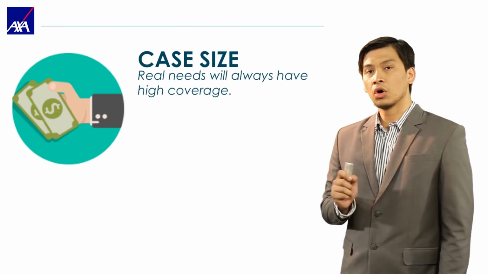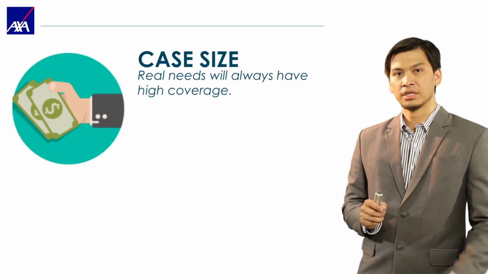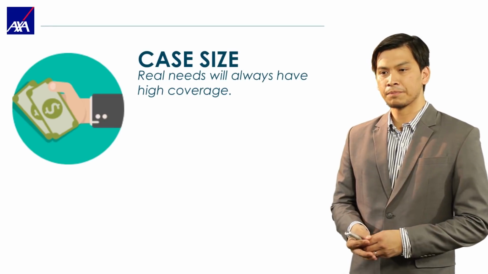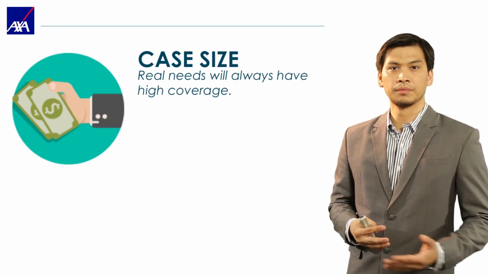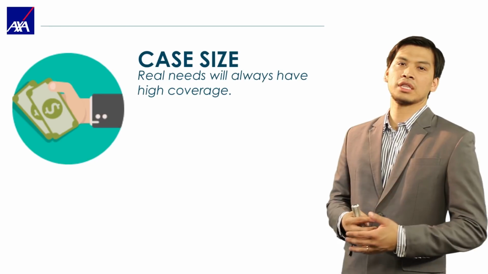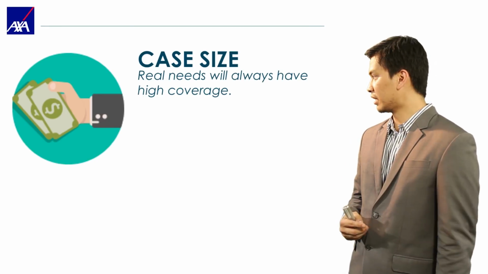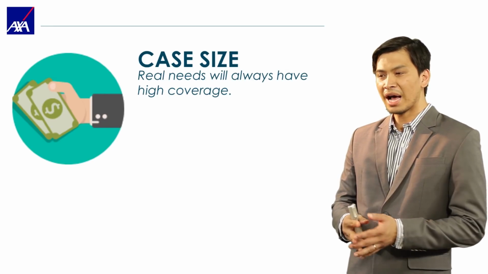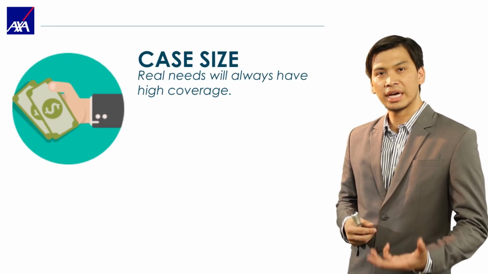Real needs will always have high coverage. Imagine this, it is common for us to tell a client, okay, get this plan, mura lang to, 1 million coverage, 40,000 a year. But think about it, for a normal family with 1 million who have dependents, how long will that last?